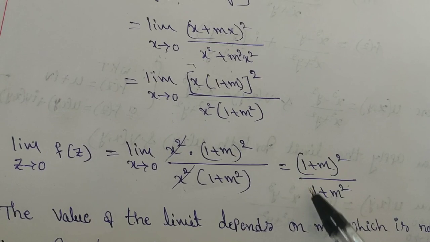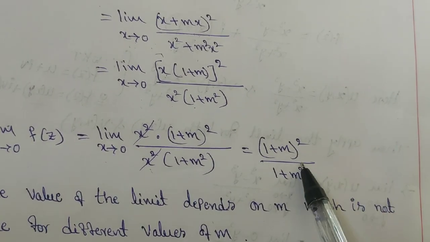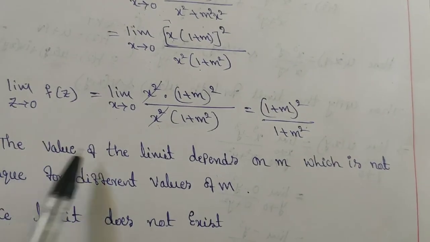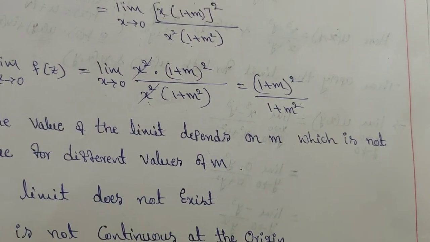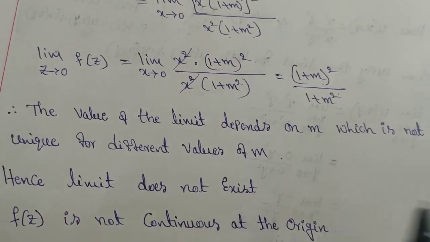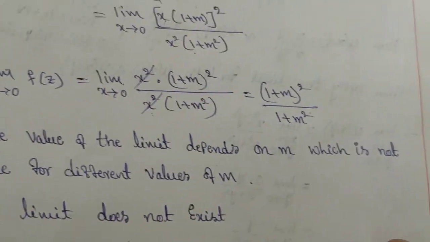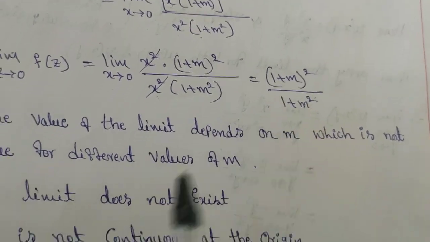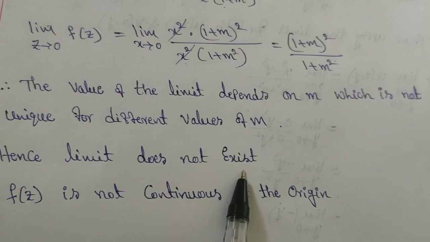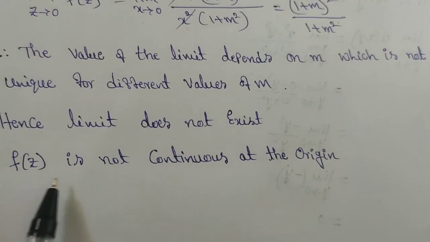Here also we are getting the value in terms of m. That means the value of the limit depends on m, which is not unique for different values of m. Hence the limit does not exist because we are not getting a finite value here. That's why the limit does not exist. So we can say f of z is not continuous at the origin.